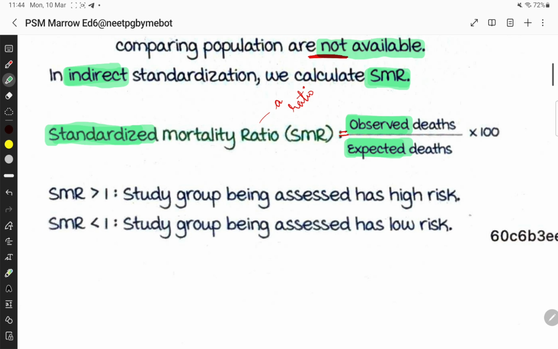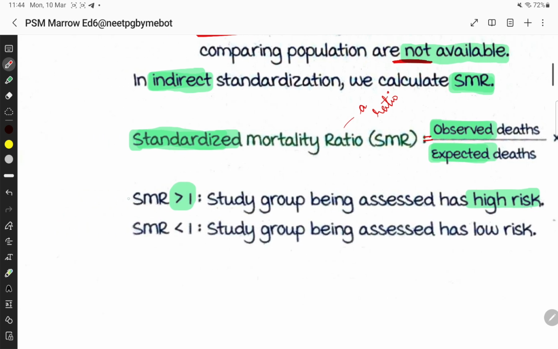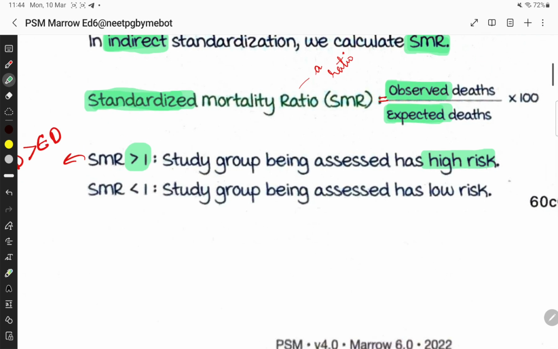And if this standardized mortality ratio is greater than 1, then the study group being assessed has high risk. Standardized mortality ratio is greater than 1 when observed death is greater than expected death. When observed death is greater than expected death, then SMR will be greater than 1, that is, observed death will be more. So the study group being assessed has high risk.